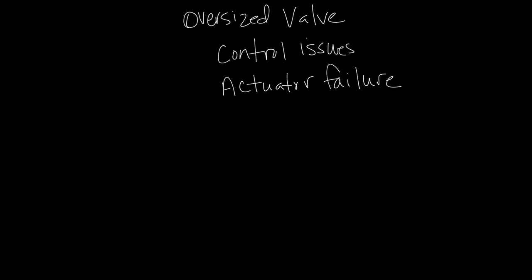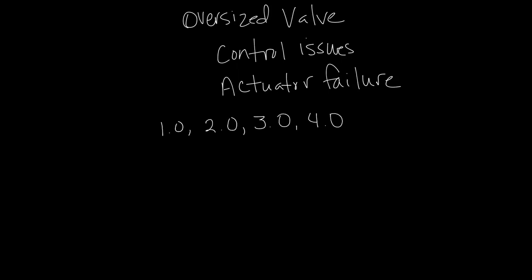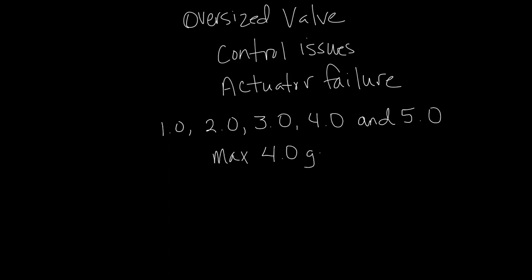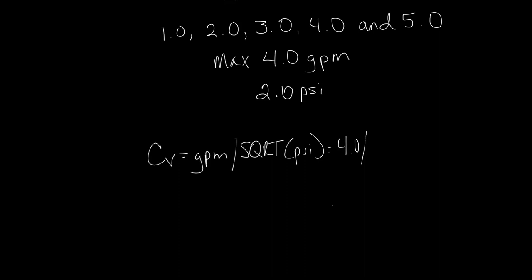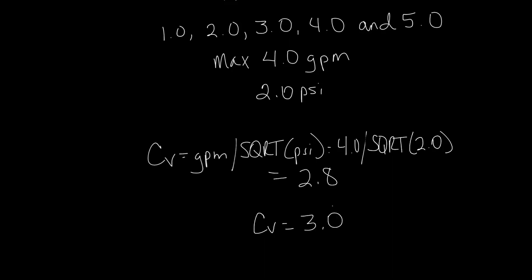Let's say you have a line of valves that offer CV ratings of 1, 2, 3, 4, and 5 to choose from. You've determined that the maximum water flow will be 4 GPM and the desired maximum pressure drop is 2 psi. So we fit this into our equation, and we calculate that our CV rating should be 2.8. So the best choice for this application would be a CV rating of 3, because that's the closest value to 2.8, and we never want to undersize a valve body.